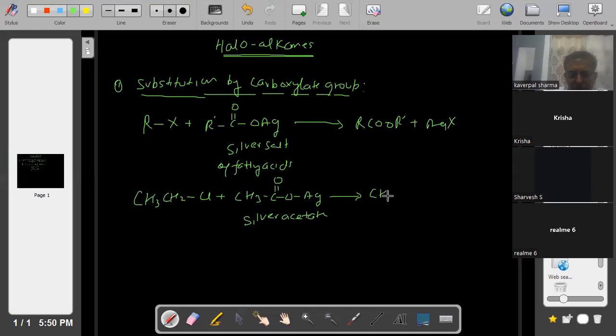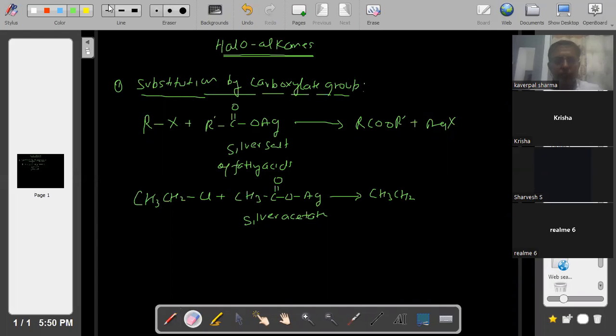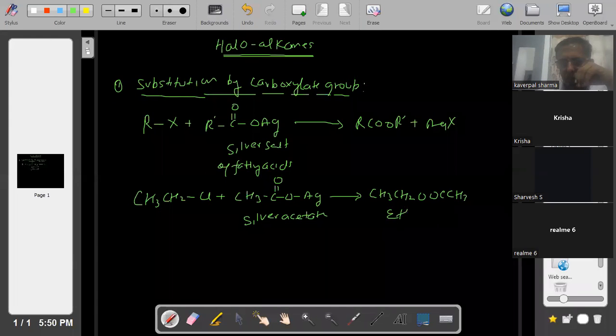Then you will get CH3CH2COOCH3. A little bit I am going to correct this, because this C comes this side. This is the part of this C, not this C. So this one is named ethyl ethanoate.